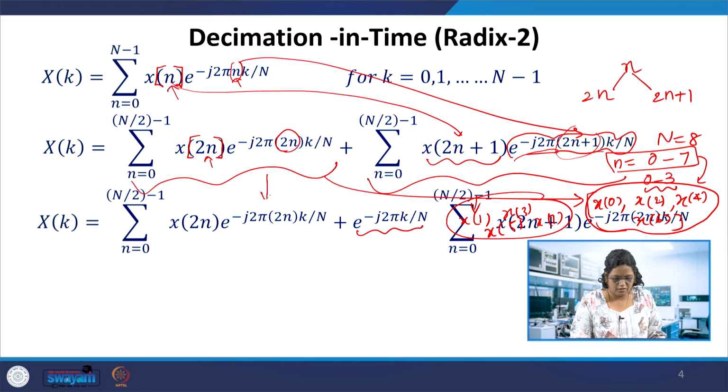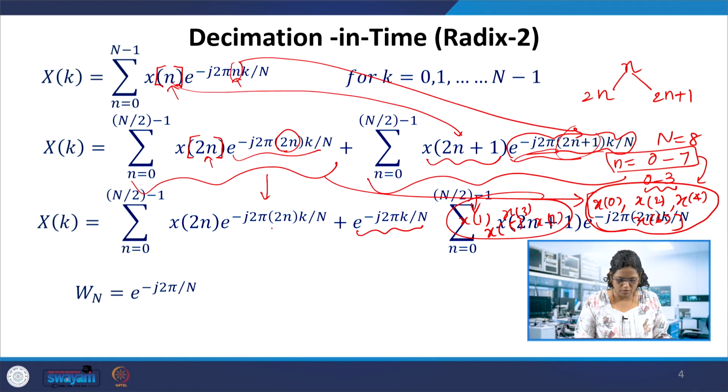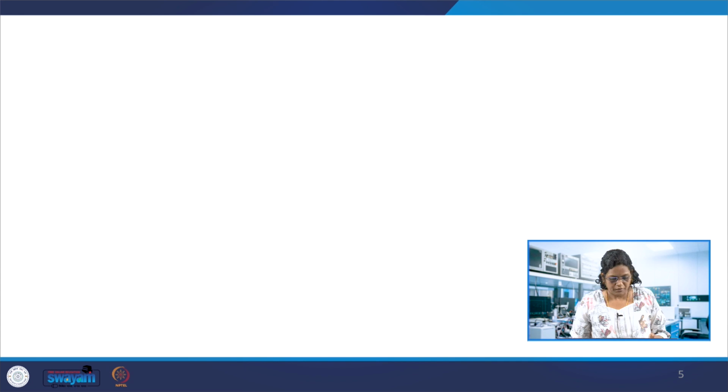So retain this portion as well. As such, in this case only the e power minus j 2 pi k by n is taken as common, so that these two factors are retained in this summation. After taking this as common, we define the twiddle factor e power minus j 2 pi by n as W suffix n. This is known to us, we are using it as Wn.